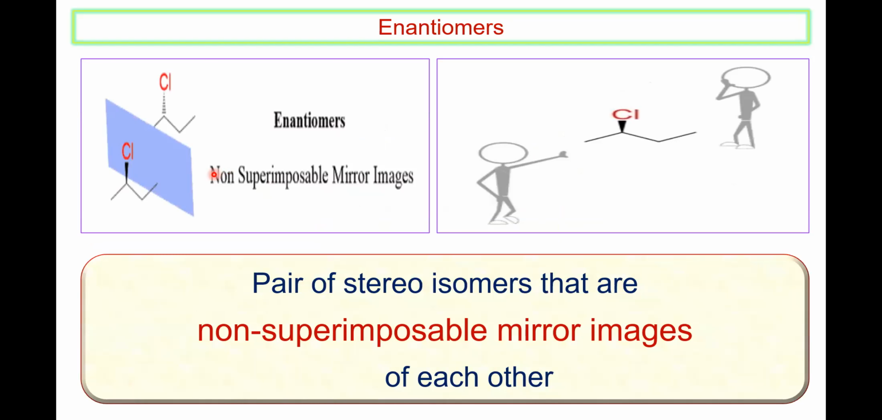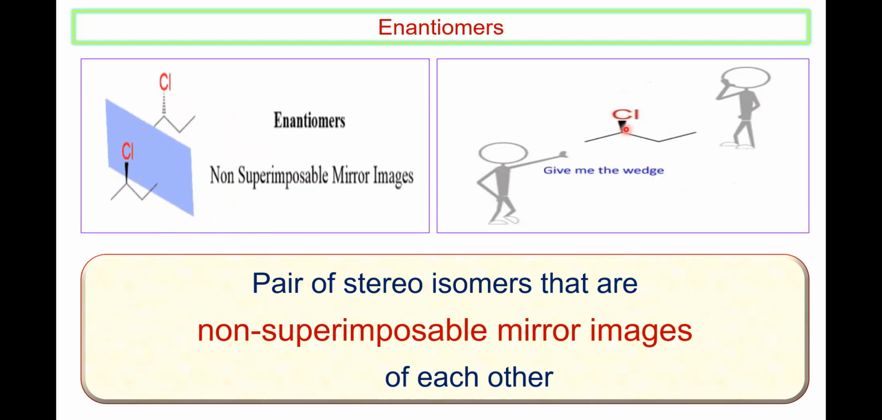So now we are in a position to define enantiomers. Enantiomers means a pair of stereoisomers that are non-superimposable mirror images of each other. If you look here, this wedge has become dotted, or it could be the other way also. If you put the mirror plane here, left will become right. So this is a non-superimposable mirror image of this object. So therefore this is chiral. This pair we call enantiomers.